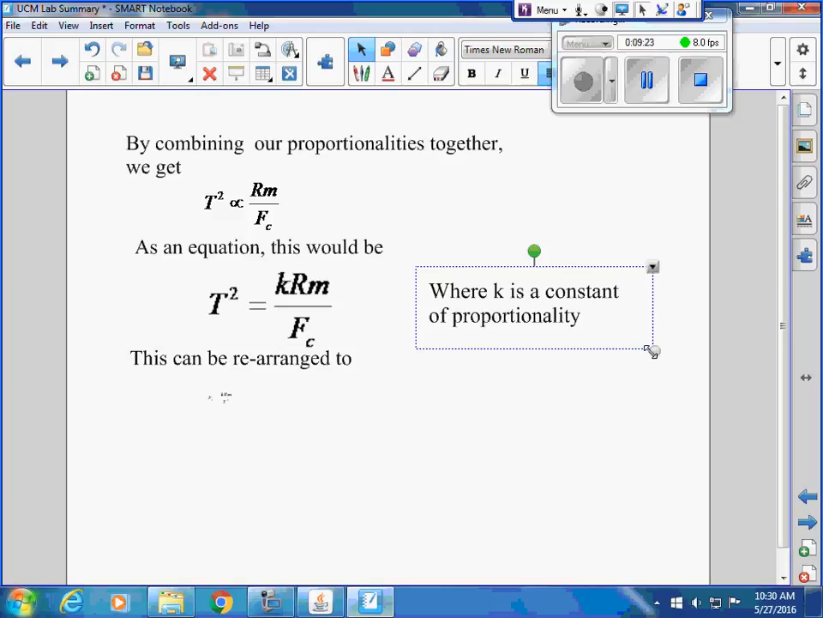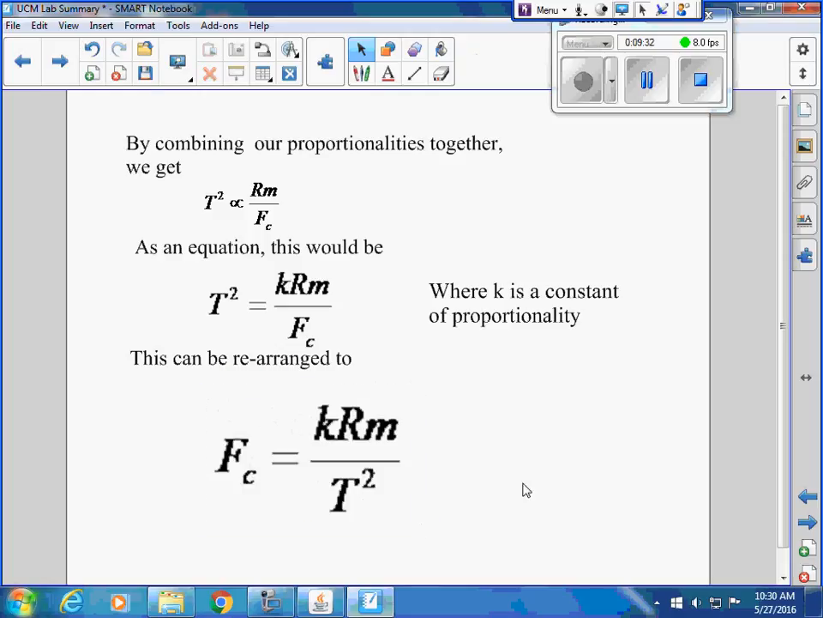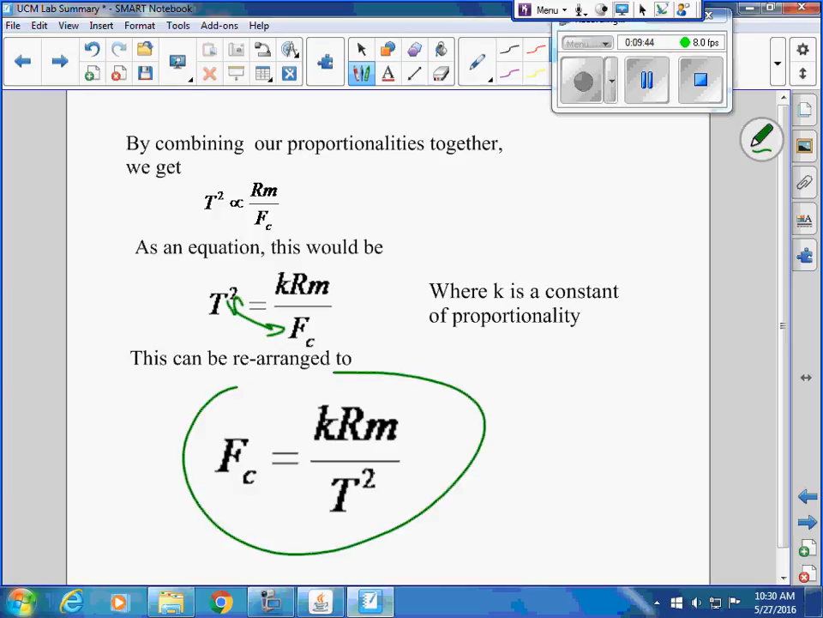So, yeah. Okay, so we're going to take that and rearrange it to Fc equals, because we're most interested in how much centripetal force there is. Fc is equal to k r m over T squared. So all I did here was take the T squared and the Fc and switch places. So this is my formula that our lab suggests we should get.